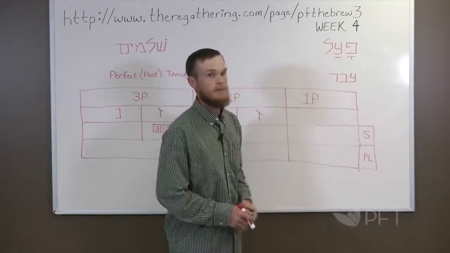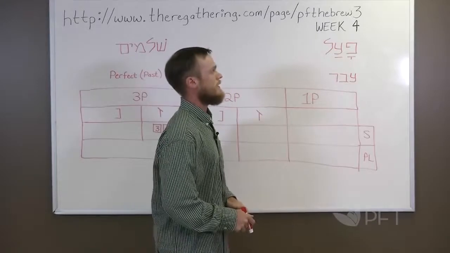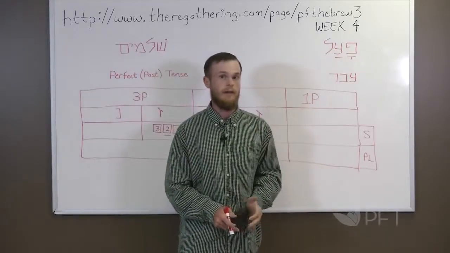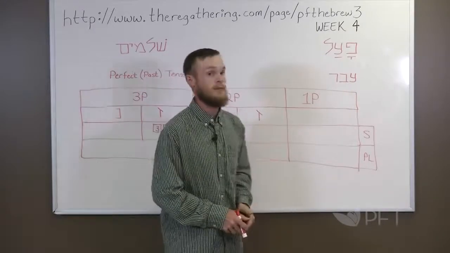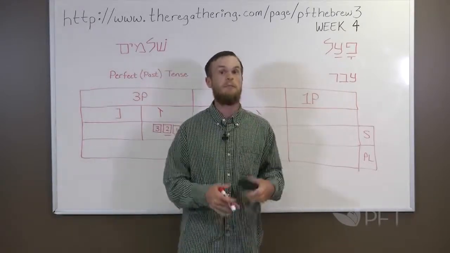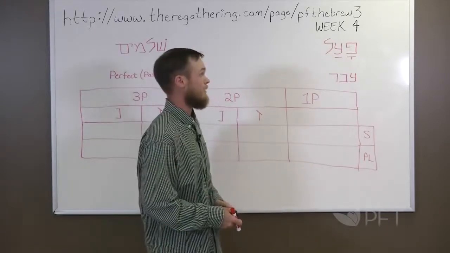The first thing you'll notice about any verb conjugation chart is there will be this phrase in the upper left. And this says pa'al. This is the name of the binyan that this conjugation chart represents. There are 7 binyanim, 7 patterns that verbs can follow. And I will explain those patterns as we come to them.